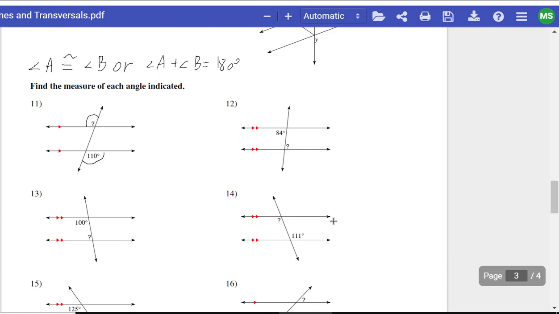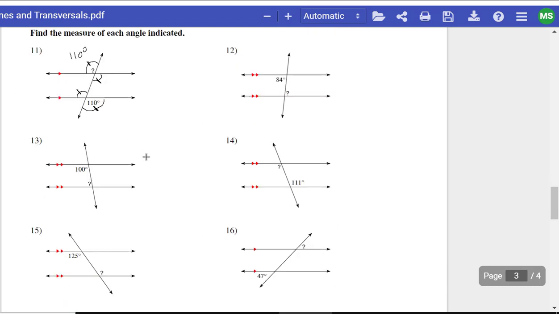So for number 11, we understand that, hey look, these are vertical, so they're going to be congruent. And then across, alternate interior angles are congruent. And then finally, vertical angles again. So we know that this angle should be 110 degrees.